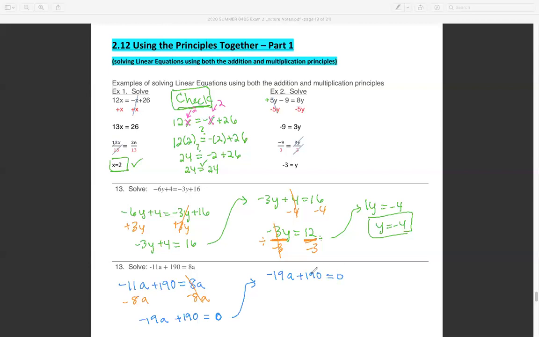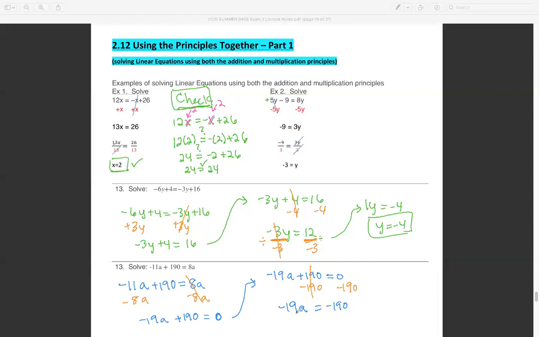And then how do we undo adding 190? The opposite of adding 190 is subtracting. So we'll subtract 190 from both sides, or you could say you're adding a negative 190 and we'll get the same result. 190 minus 190 is 0. And again, we're subtracting, not dividing. That's important. We always do our adding and subtracting first, and then our division at the very last. 0 added to negative 190 is just negative 190.